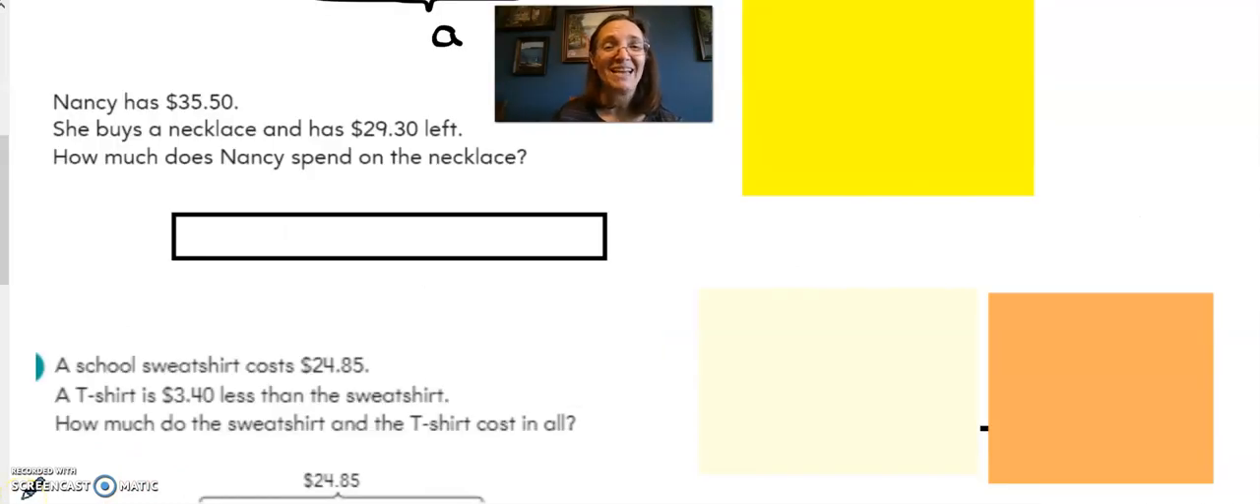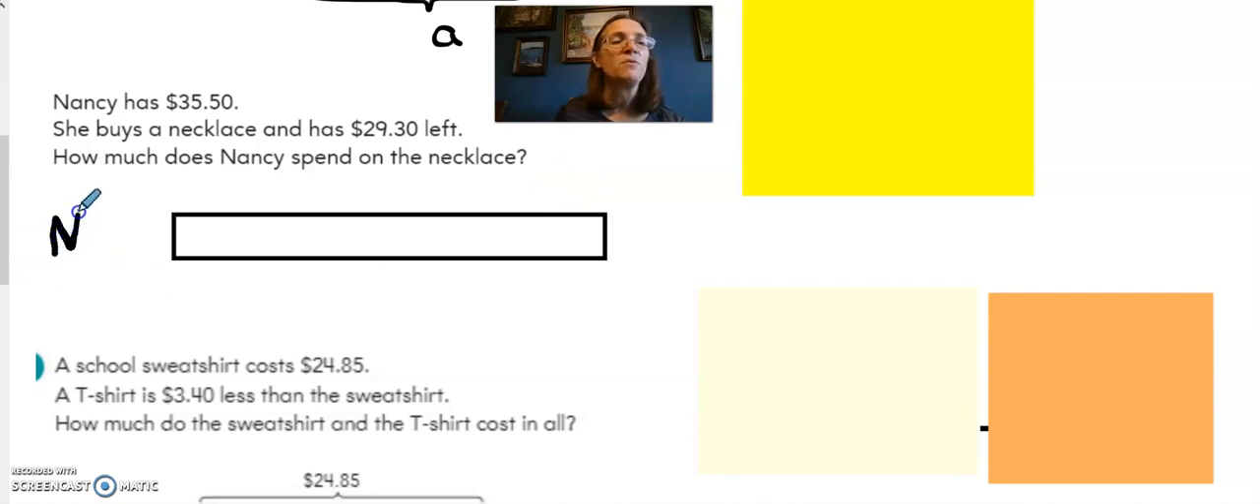So now we've jumped ahead to a problem where they haven't drawn the bar model for you. On some of your problems, you're going to have to do that for yourself, and it's great practice for thinking mathematically. Nancy here has $35.50. She buys a necklace and has $29.30 left. How much does Nancy spend on the necklace?